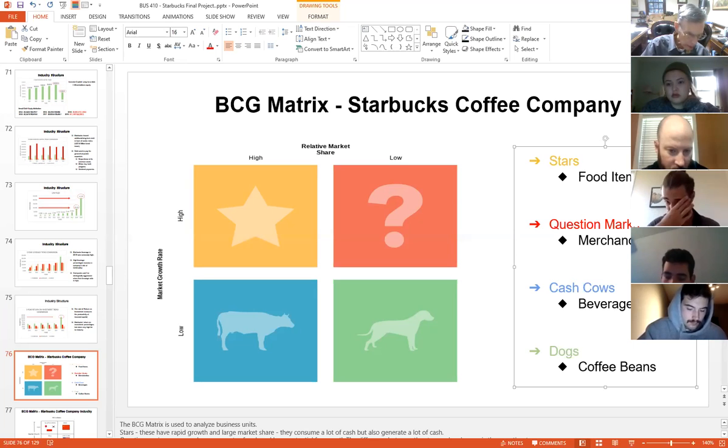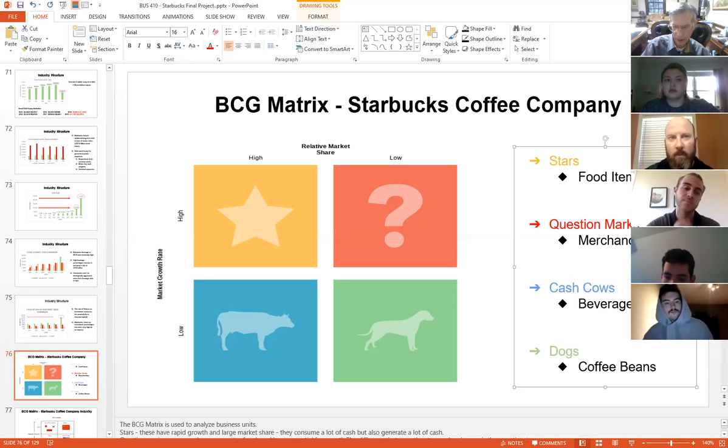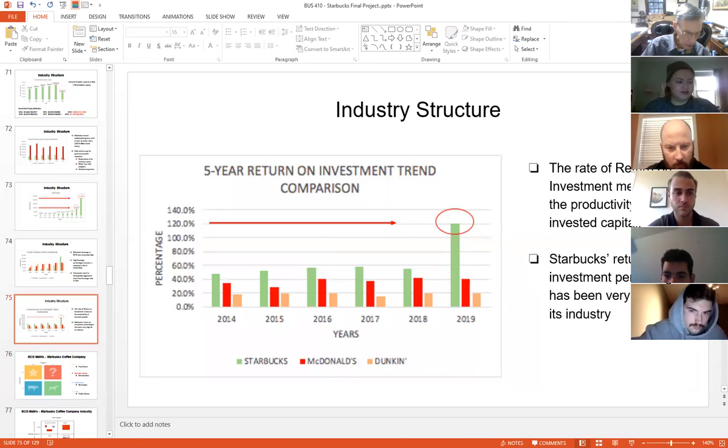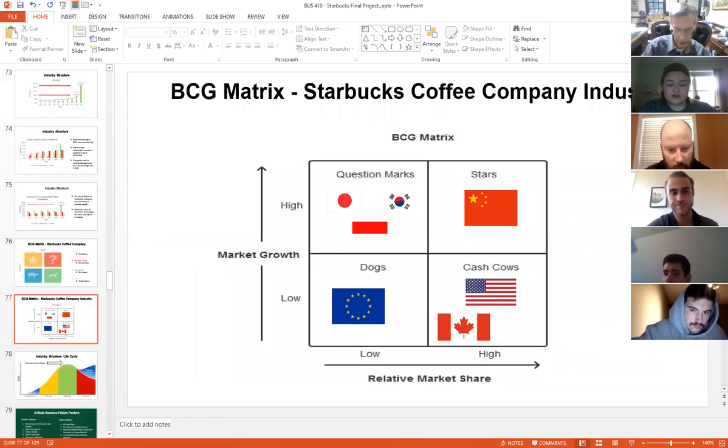I think you're doing this for geographic markets too. And I think that what we're going to see is that there are some geographic markets that are cash cows, some that are stars, and so forth. So let's take a look.